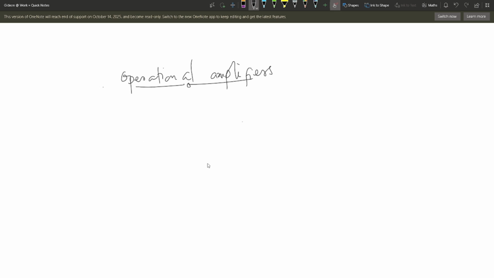In this video we are going to talk about operational amplifiers. Now, before we get to the discussion, I would like to talk about a particular problem where we can use operational amplifiers to solve the problem rather than going for the usual method that we might be familiar with as digital engineers, right?